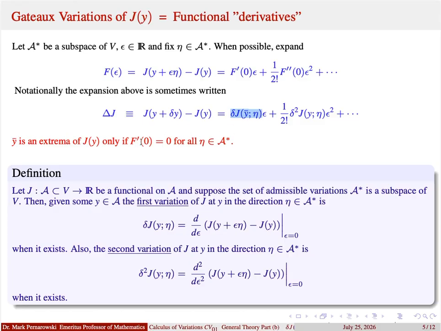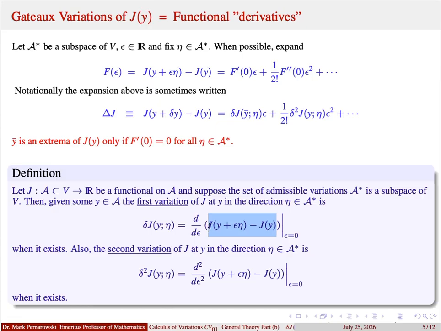So this one statement is a really very, very powerful statement. If I'm looking for an extrema, I have to set this f prime equal to 0, and it has to be true for all etas in the admissible variation set. So here below, I've defined a first variation. This is f of epsilon up above. I want to take the derivative in epsilon and then set it equal to 0.